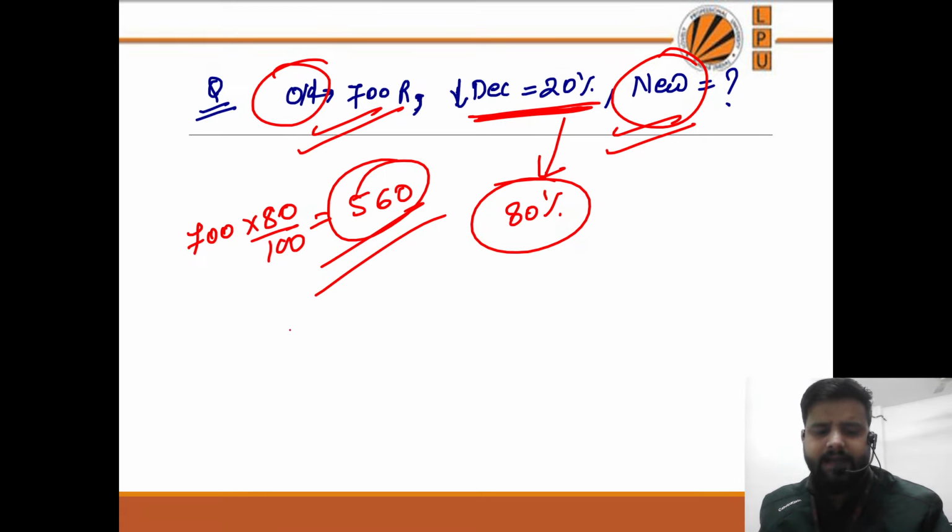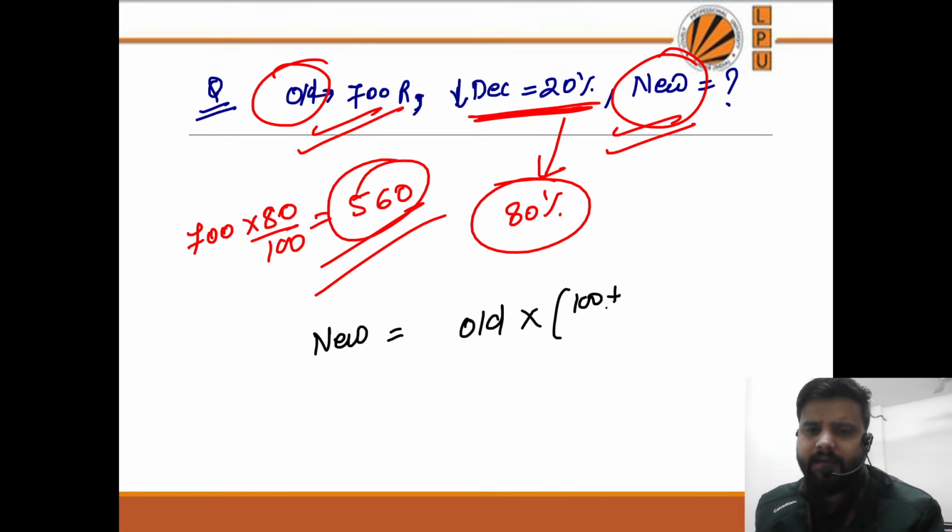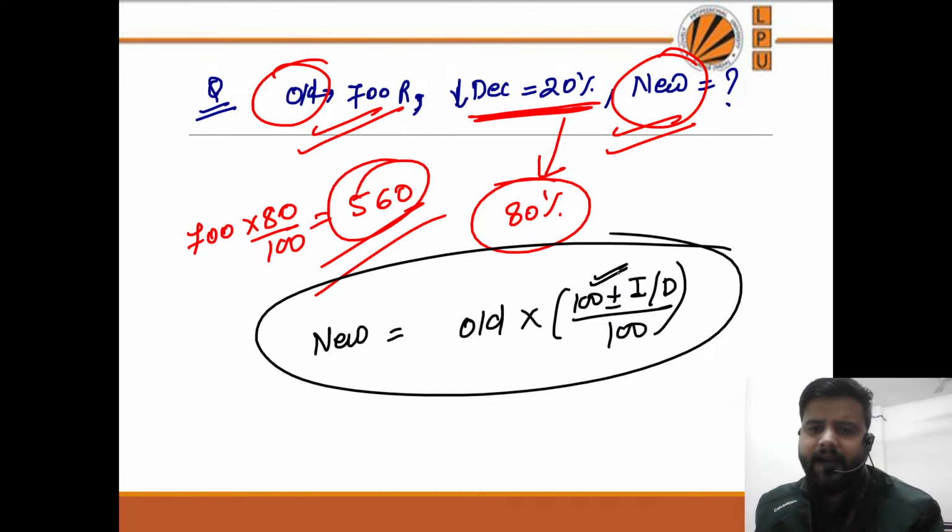So the conclusion is like this. See here. If you have the old value, then the new value is nothing but old value multiplied by (100 plus or minus the increase or decrease) divided by 100, isn't it? So in case of increase, you will be adding. In case of decrease, you will be subtracting.